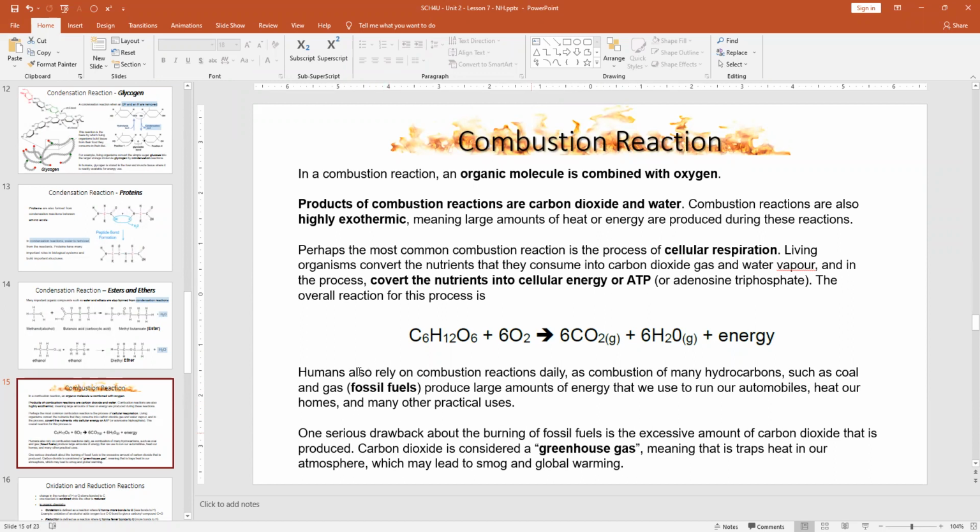And this is also the reaction that we use in fossil fuels, when we burn our fossil fuels to run our automobiles, to heat our homes, to run our factories. And unfortunately, the carbon dioxide that's produced from this is a greenhouse gas. It traps heat and leads to global warming.